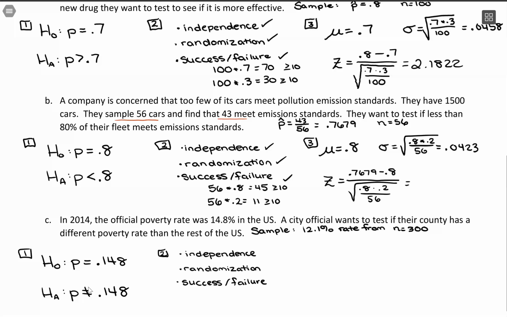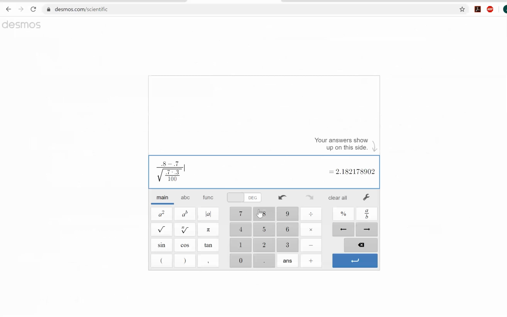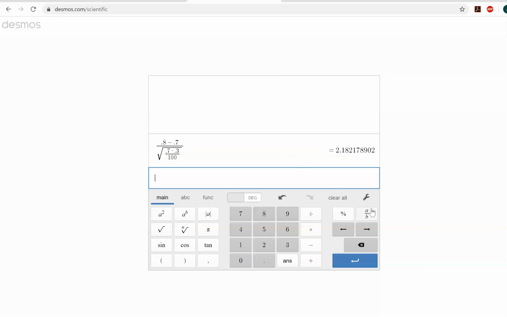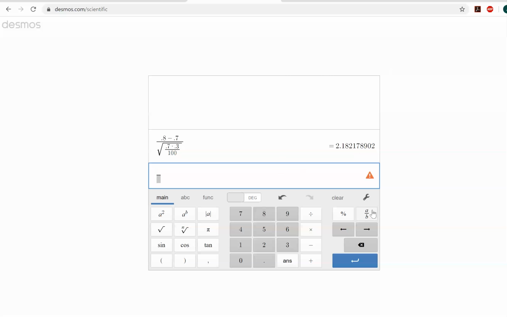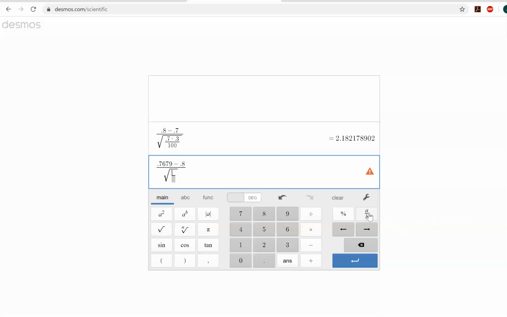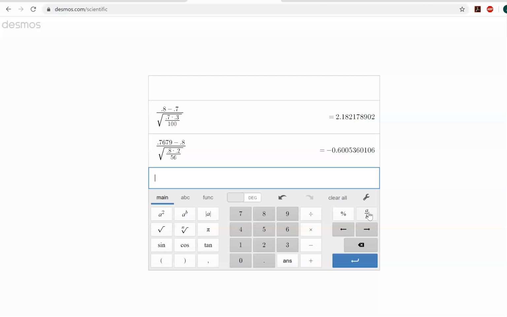Just to show you how that plugs in again. Separate numerator, denominator. Have 0.7679 minus 0.8 over, and then the denominator, grab a square root and a fraction within that square root of 0.8 times 0.2 over 56. And that'll be a negative 0.6005.